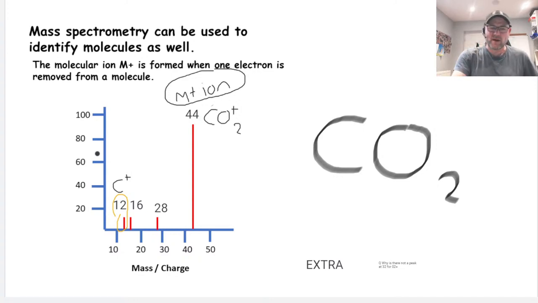Now, this is a bit advanced, this stuff. What about 16? What could 16 be? What in there has a mass of 16? Can you think of anything in there? Not an isotope of carbon. There is carbon 12 and 13 and 14. What else in carbon dioxide is there that can have a mass of 16? Oxygen. Yep.